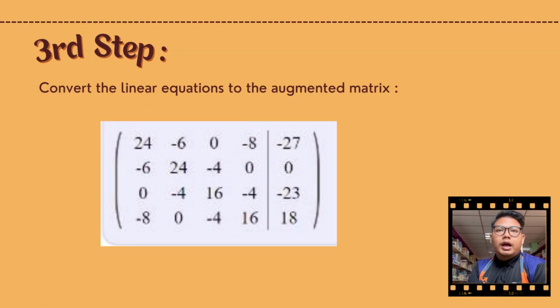Okay, next, the third step, after we get the linear equations, we need to convert the linear equations to the augmented matrix, which will be: 24, negative 6, 0, negative 8, negative 27; negative 6, 24, negative 4, 0, 0; 0, negative 4, 16, negative 4, negative 23; negative 8, 0, negative 4, 16, and 18.